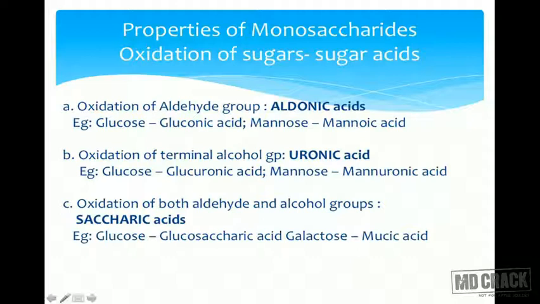What is the importance of all this? I think you all have heard about glucuronic acid. Glucuronic acid is a conjugating agent. You know that bilirubin gets conjugated with glucuronic acid, and this is a process by which bilirubin gets detoxified. So that is the reason why we want to know about sugar acids.